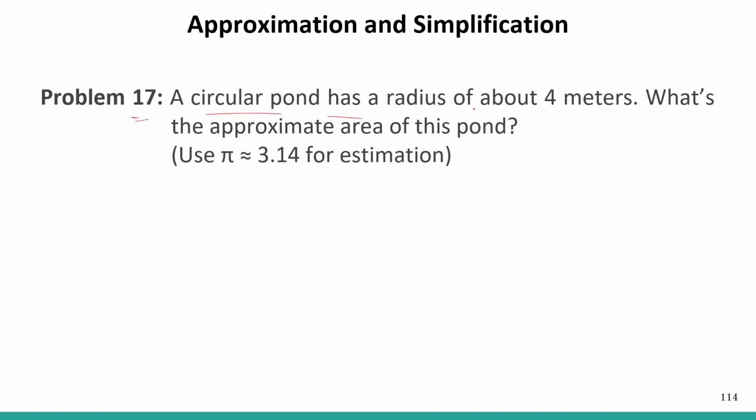A circular pond has a radius of about 4 meters. What's the approximate area of the pond? So we'll use the formula pi r squared is equal to area. Right. So this will be equal to pi, 3.14, into r squared, that is 4 into 4. That will be equal to 3.14 into 16.